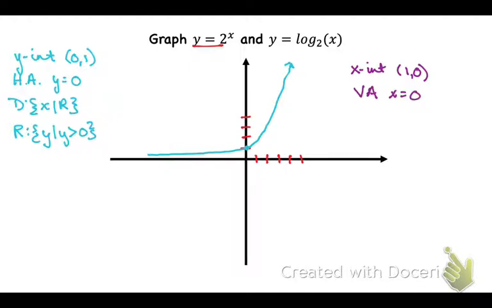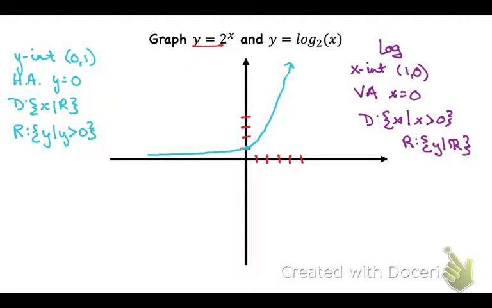Domain and range are physically switching places, yes? So what is the domain now? Domain is x such that what? What was the range on the other one? Greater than 0, so it's going to be x is greater than 0. And our range is going to be all real numbers. And this one's for the log? Yep. And I'm going to draw it in a second. This is log. And this is exponential.